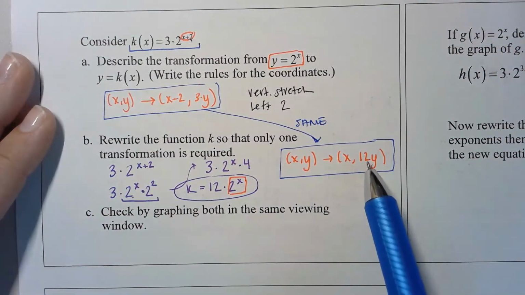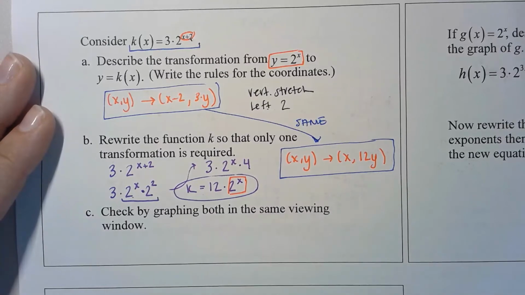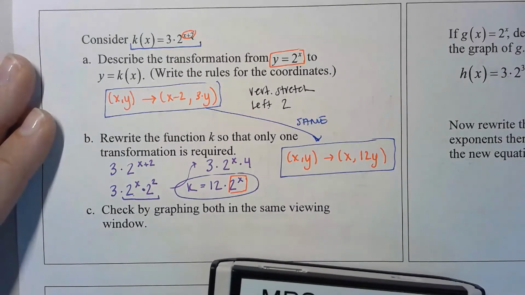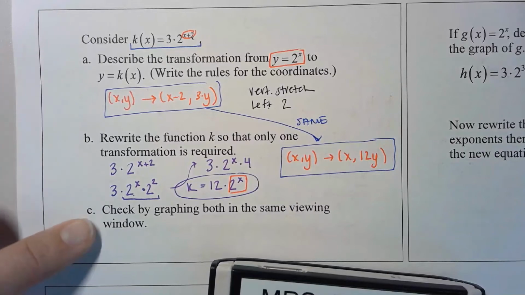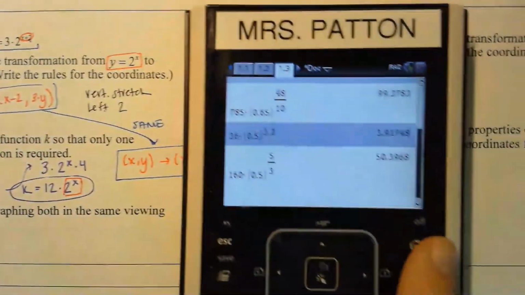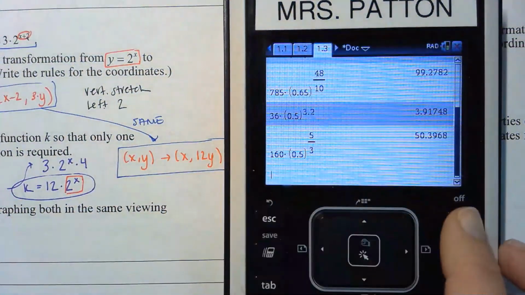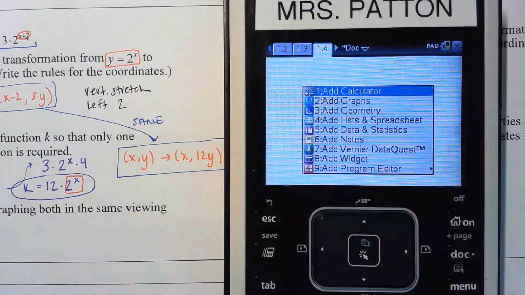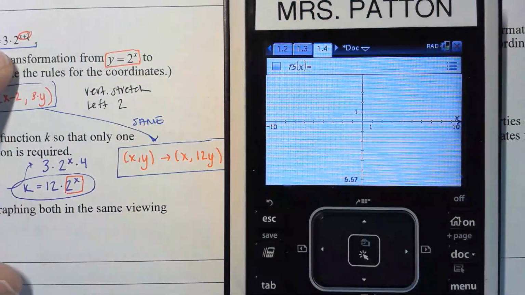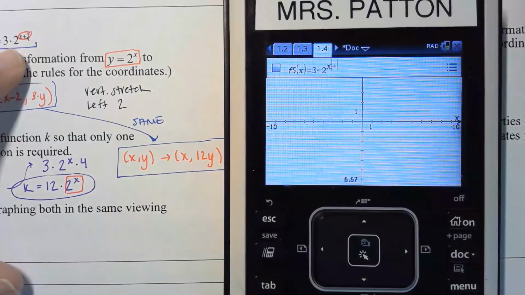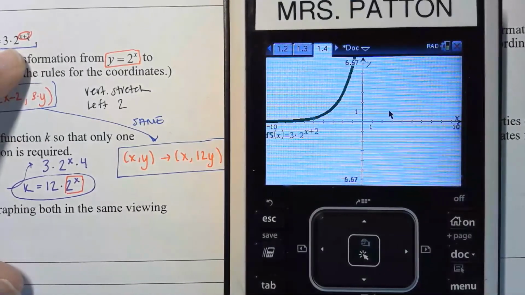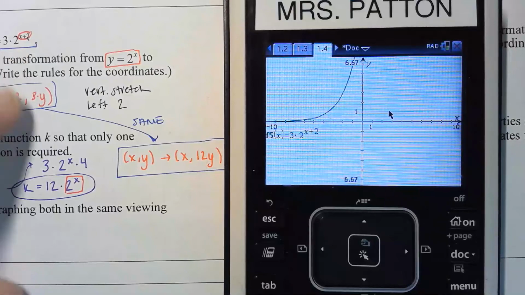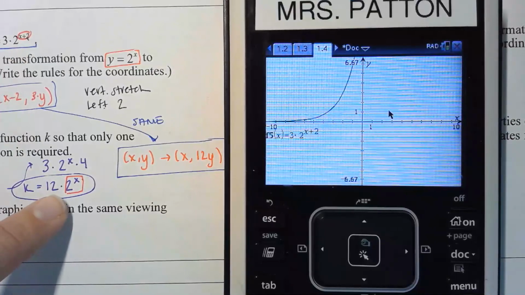I mean, if we start multiplying by 12, our values might get pretty large, so that's kind of a trade-off, I guess. So it says check by graphing both in the same viewing window. So I'm just going to go graph these. I'm going to graph 3 times 2 to the x plus 2. And I'm going to graph my simplified version, which is 12 times 2 to the x.